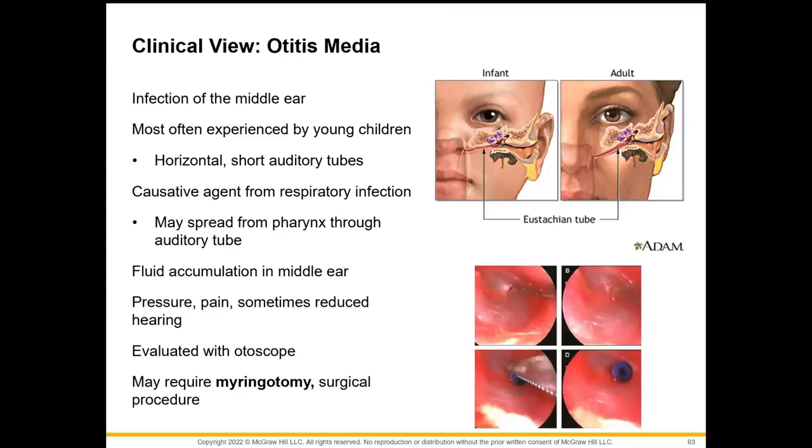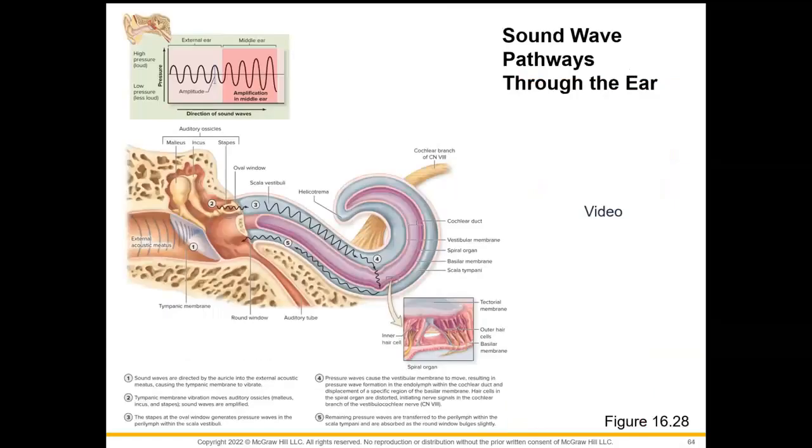So we can check this out by using an otoscope, and if it is problematic, then a myringotomy, which is a surgical procedure in which the tympanic membrane, pictured here, is going to be punctured and a tube is placed there, allowing some fluid to drain, and hopefully that otitis media can be relieved.